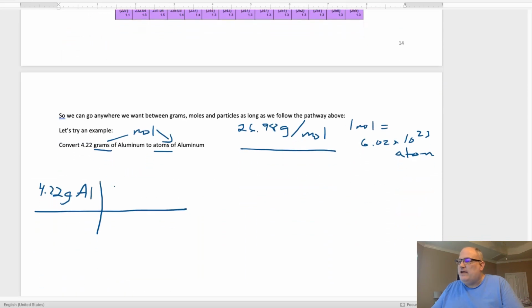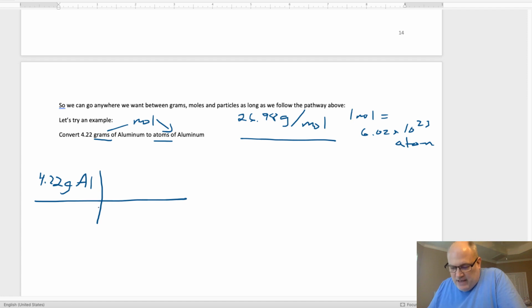So when we come back over here, we need to use the molar mass, and the way we set that up is by putting the 26.98 down below. And that is grams, because the grams here need to cancel. And up above, we're going to put 1 mole of aluminum. I failed to put the aluminum down below here as well.